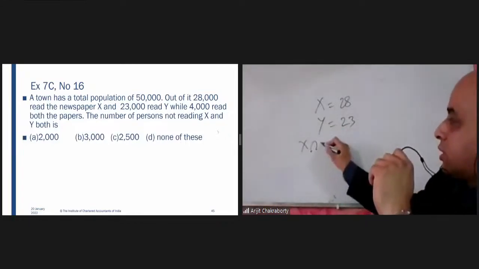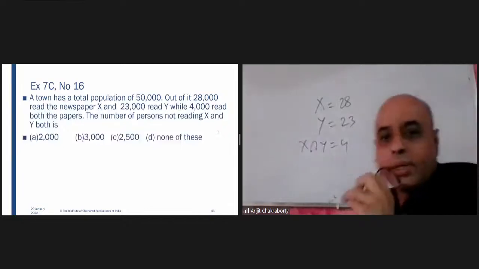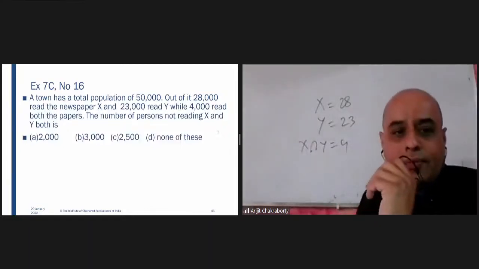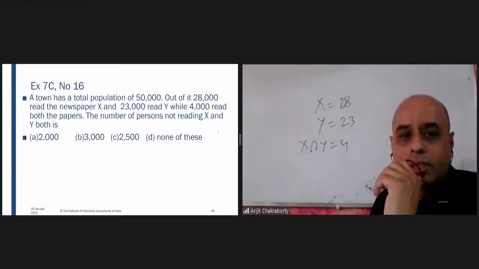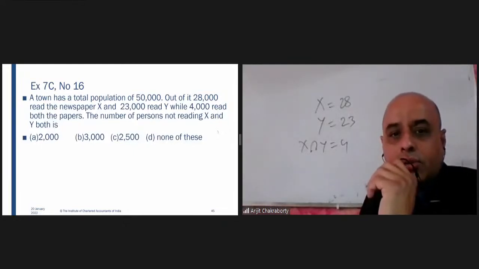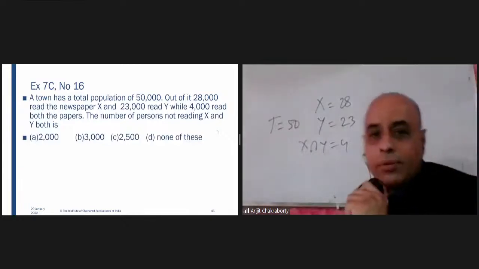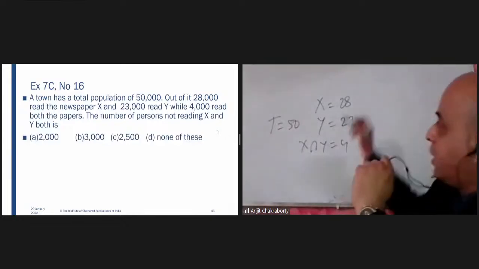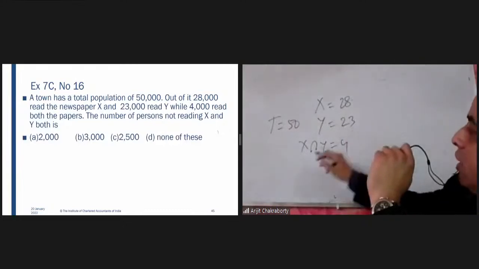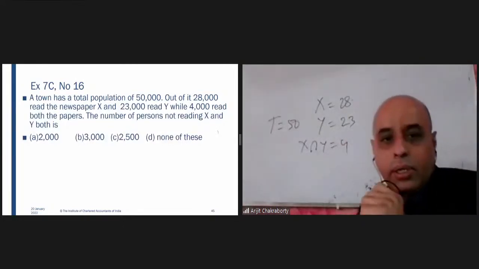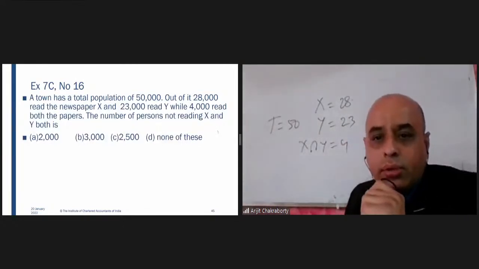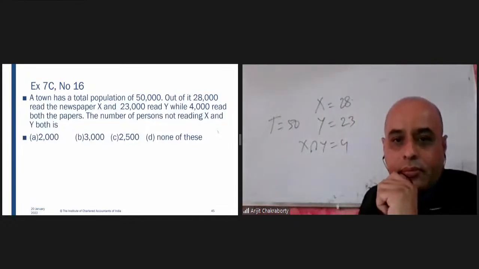So X intersection Y is 4. The number of persons not reading X and Y both. Okay, so this is an interesting question. A town has a total population. Total population is 50. Out of this, there are people who read X 28, Y 23, and X intersection Y is 4. So how many people are there who do not read the newspaper X and Y?